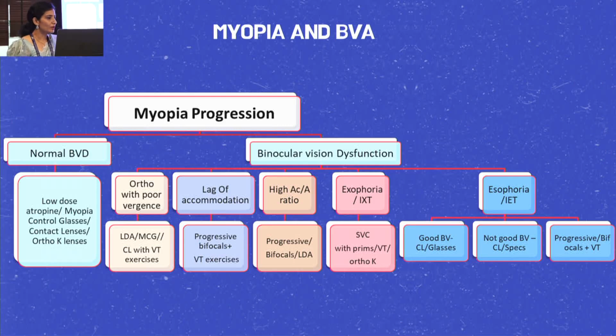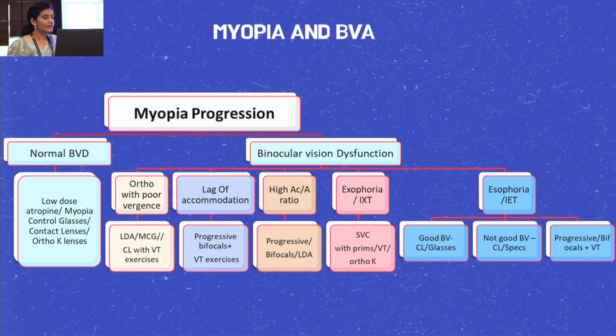If there are normal binocular parameters for the patient, you can use any of these. But if the patient is having poor vergences, then contact lens with vision therapy is required. If there is a lag of accommodation, we can't be giving atropine because it causes further lag. So you'll have to give bifocals or progressives along with vision therapy exercises. If there is a high AC/A ratio, you can give progressive bifocals or LDA.